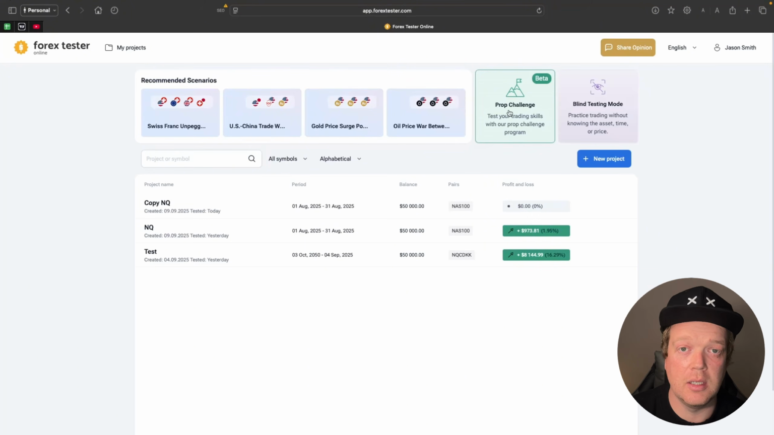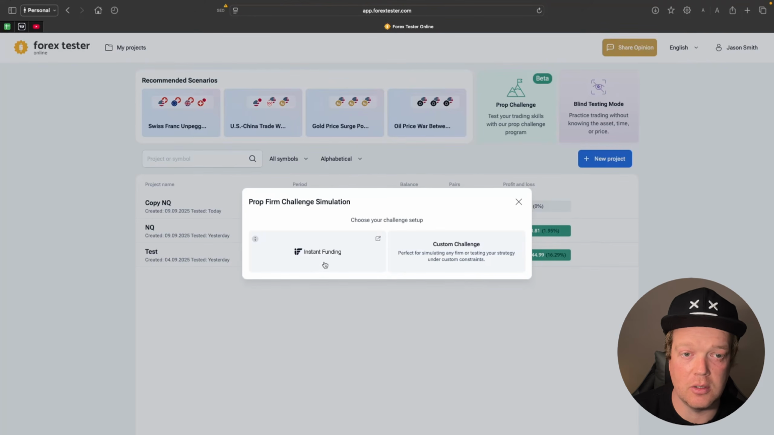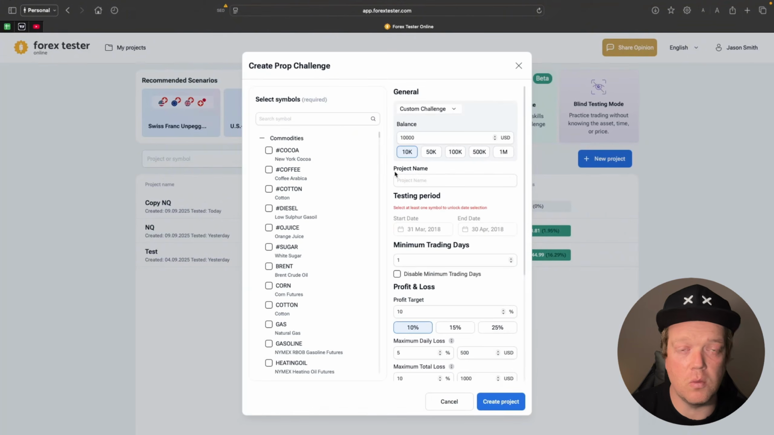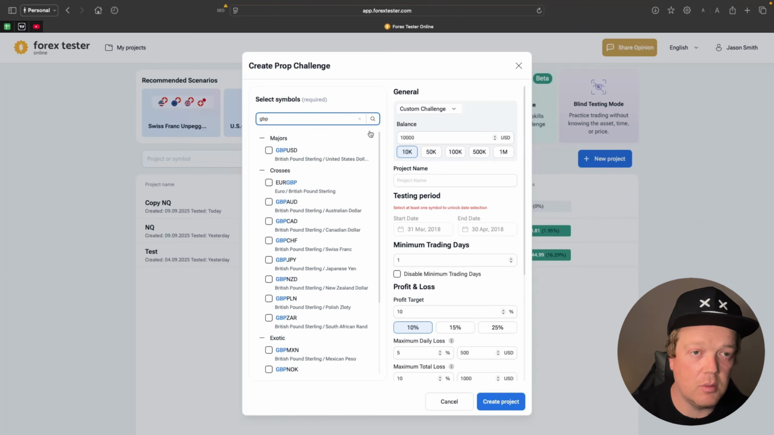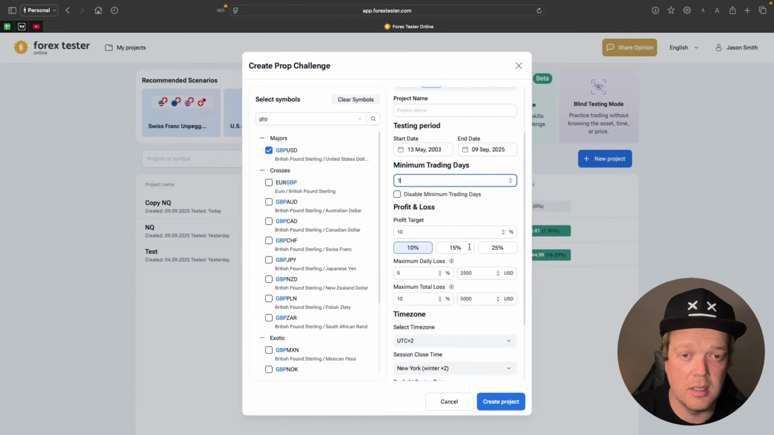As well, there's a prop challenge feature. When you click on it, you can start with instant funding or a custom challenge. When you choose custom challenge and you are someone that trades GBPUSD, for example, you can choose the account size here. You can name your account. You can choose the start and end date, minimum trading days. You can disable it as well.